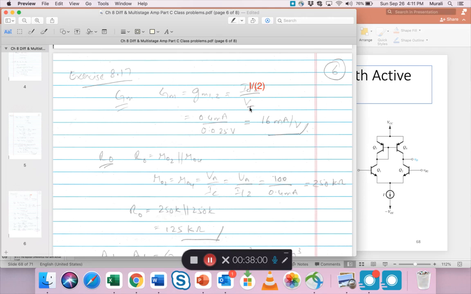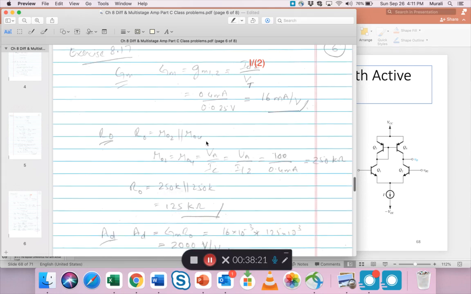Vt, when we are talking about BJTs, is called the thermal voltage, which we studied way back, and it's generally 0.025 volts or 25 millivolts. So make sure you put the right thing in here in the denominator. So that comes out to be 16. RO is the parallel combination of RO2 and RO4. Each of these is VA by IC, which is VA by I by 2. Here I have the right I by 2. Here I messed up by putting the IC, which is 100 by 0.4, which is 250K.